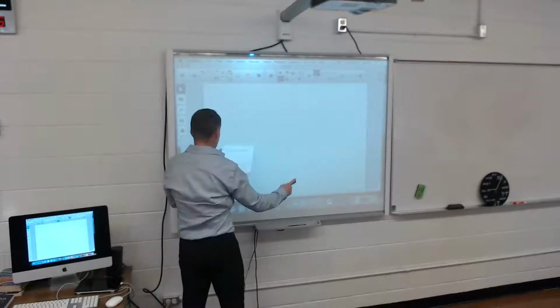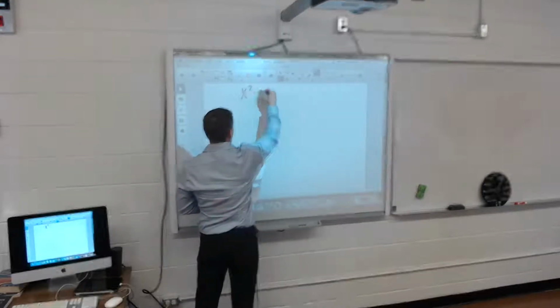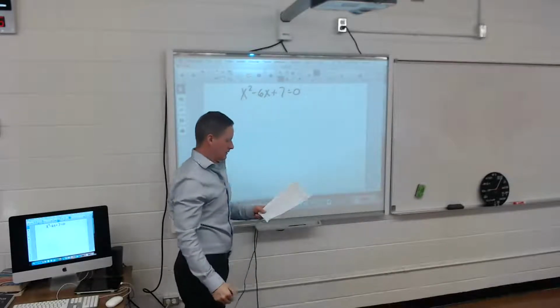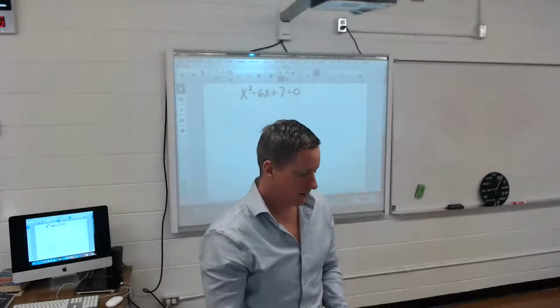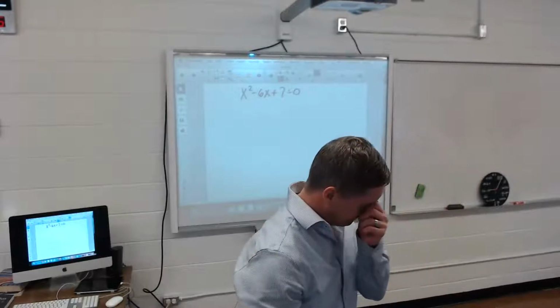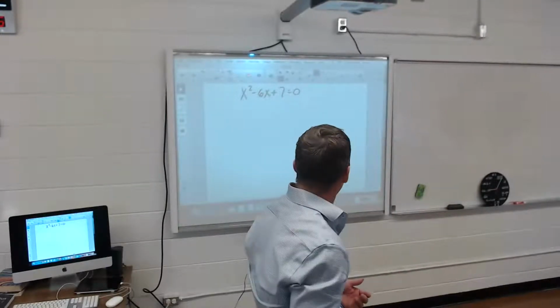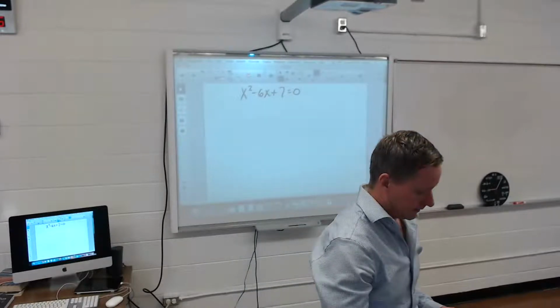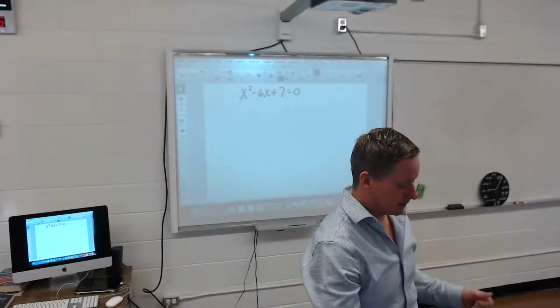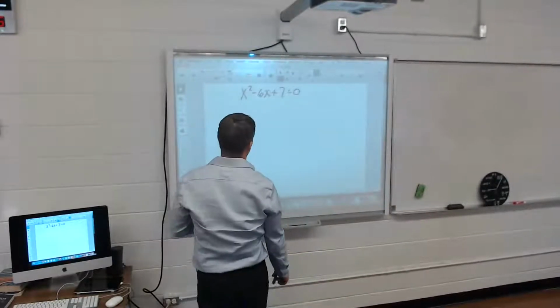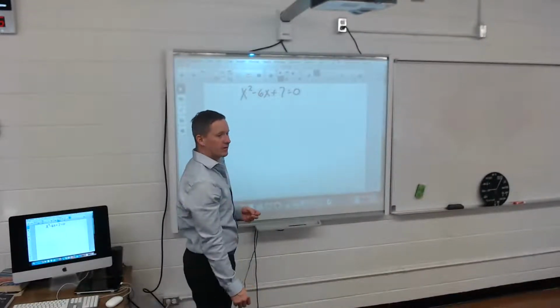Third one. X squared minus 6x add 7 equals 0. All right. Now, if I'm choosing between C and D, I would have used D as my completing the square, but you could complete the square for this one too. This one's probably an easy one to complete the square for.